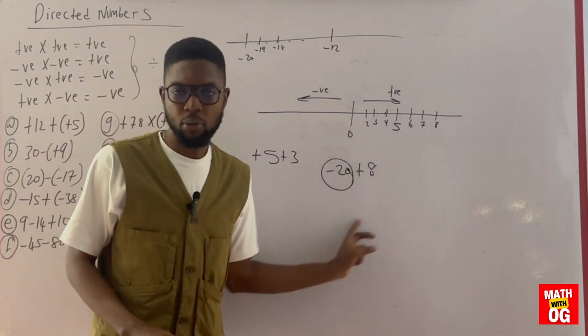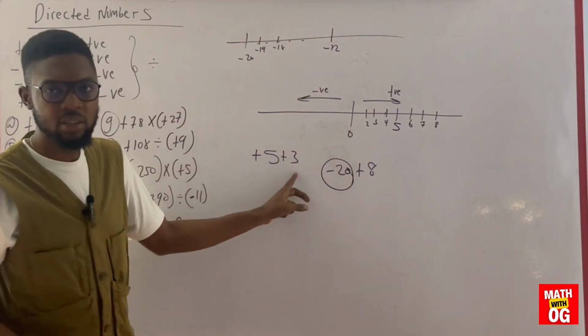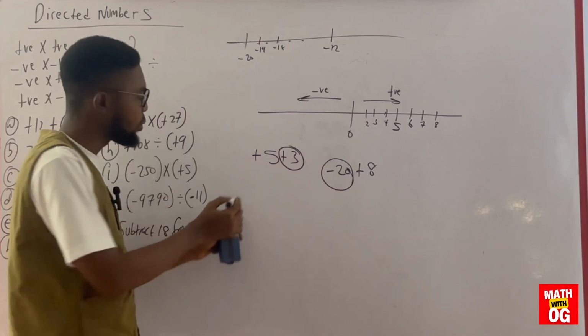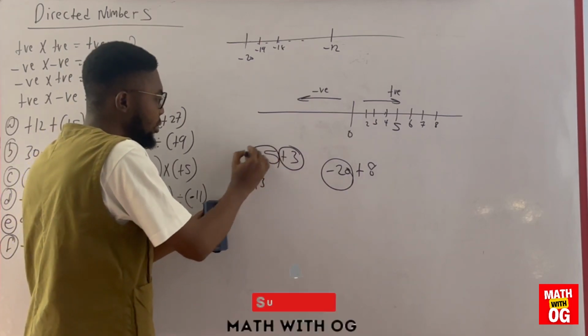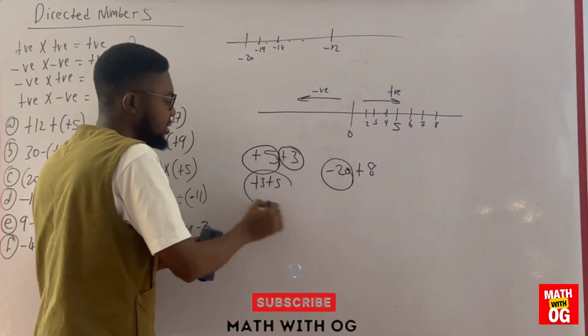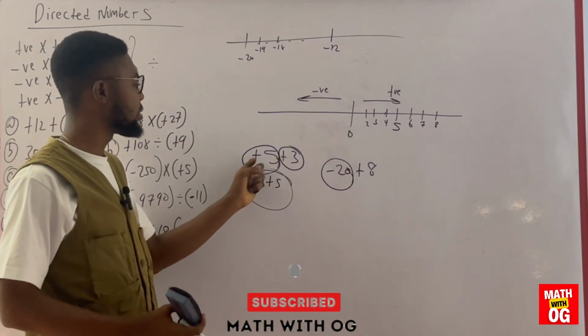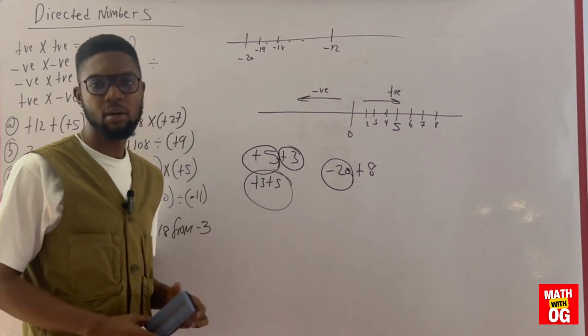Then all numbers can be rearranged. It means plus 5 plus 3 can be rearranged to pick the sign coming with this number, which is positive 3, then pick the sign coming with this number, positive 5. So it's the same thing. That's why you can write 5 plus 3 as 3 plus 5, because this is plus 5 plus 3, and this is also plus 3 plus 5.